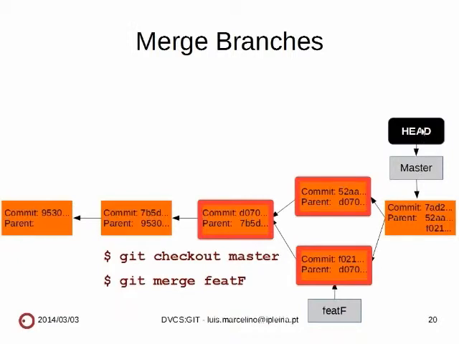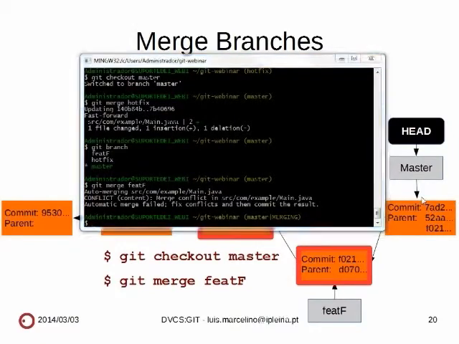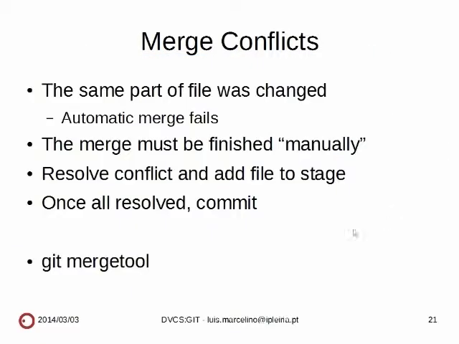branch. The head will still point at master, and the feature F will fall behind, and it will still be on the same node. Because there was a conflict, this node was not created. So we need to merge conflicts, and we need to disambiguate conflicts. If automatic merge fails, that means that the same part of the file was changed and the merge must be finished manually. There are several ways to do it.